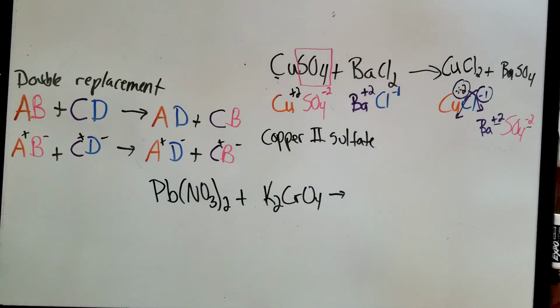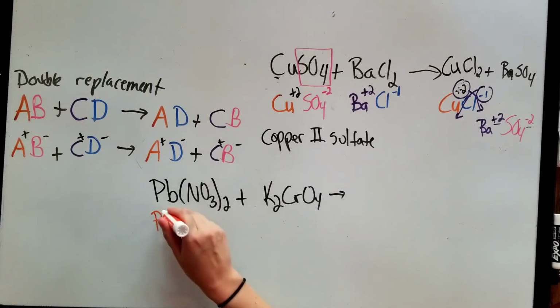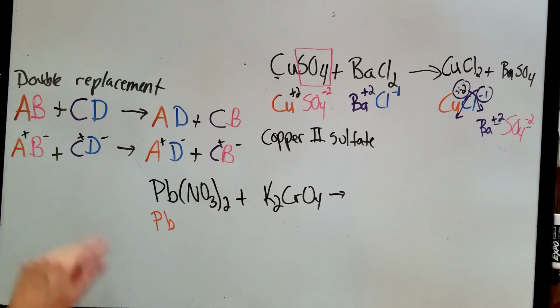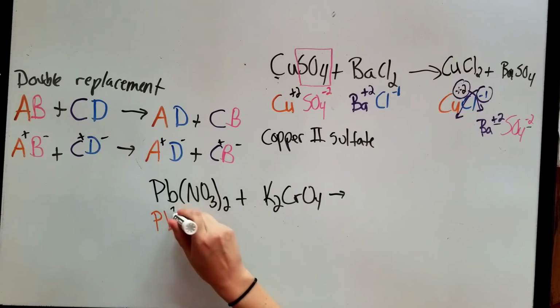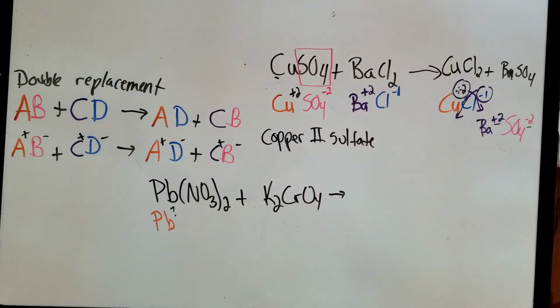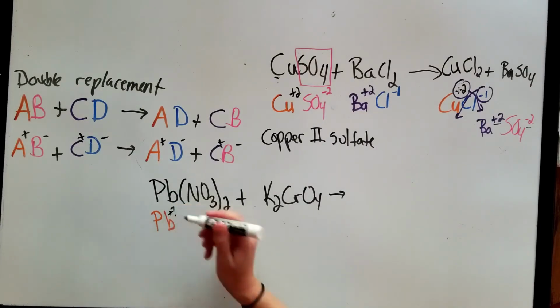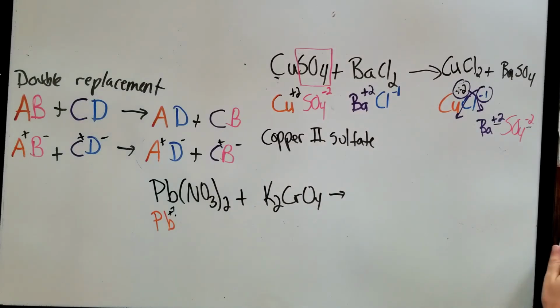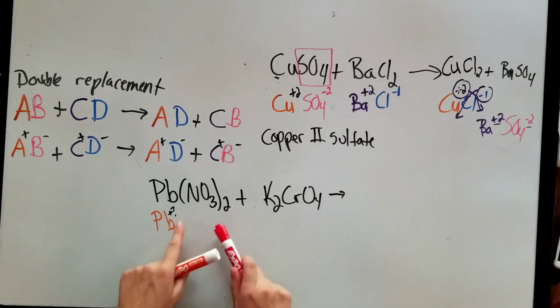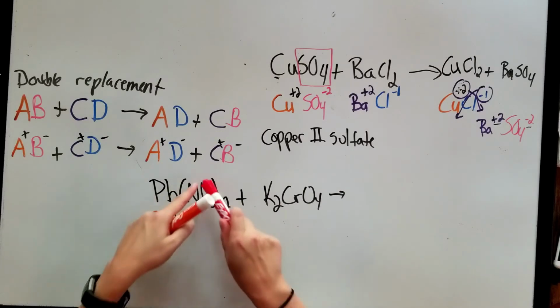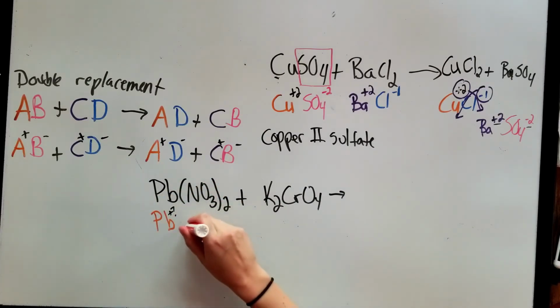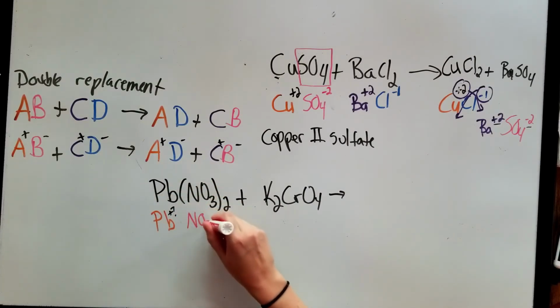Okay, so now let's label it. So Pb is going to be my A, because Pb is a metal, so it is going to be positive. It is a transition metal too, so we're going to have to figure out that charge, much like we did with copper in the previous one. So I'm going to do a question mark for its charge. I know it's positive, but positive what is the question. Now for B. B is what's in parentheses, that entire polyatomic. So it's going to be NO3 is your B.